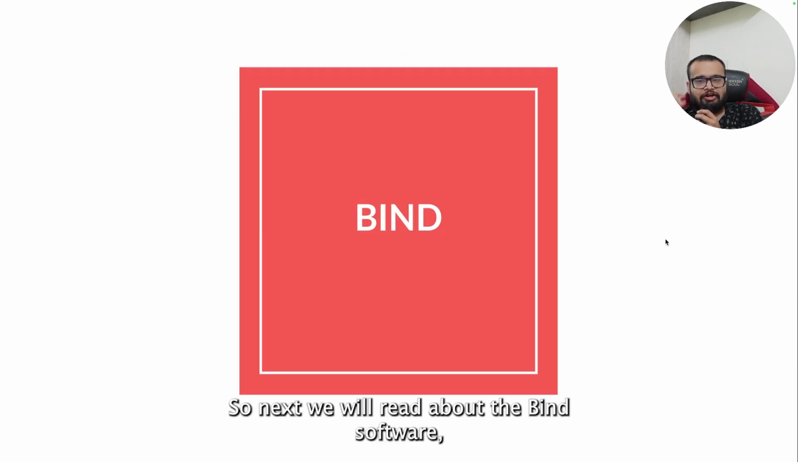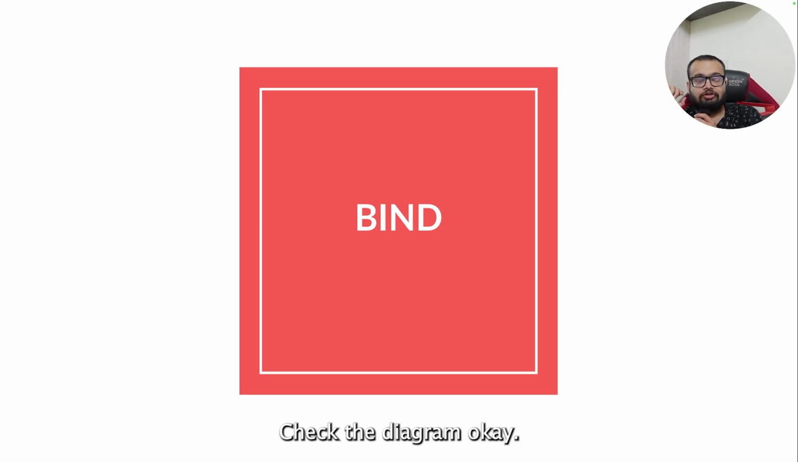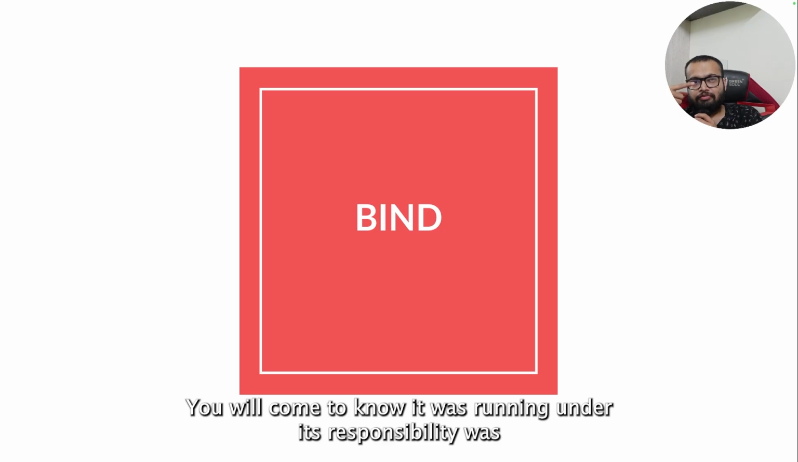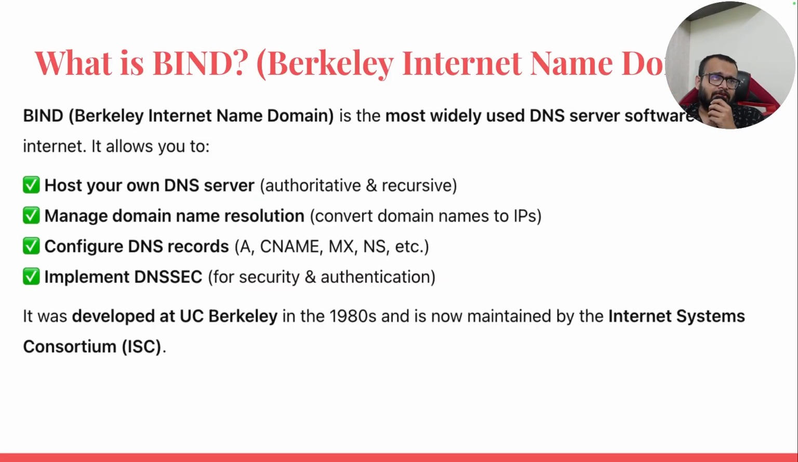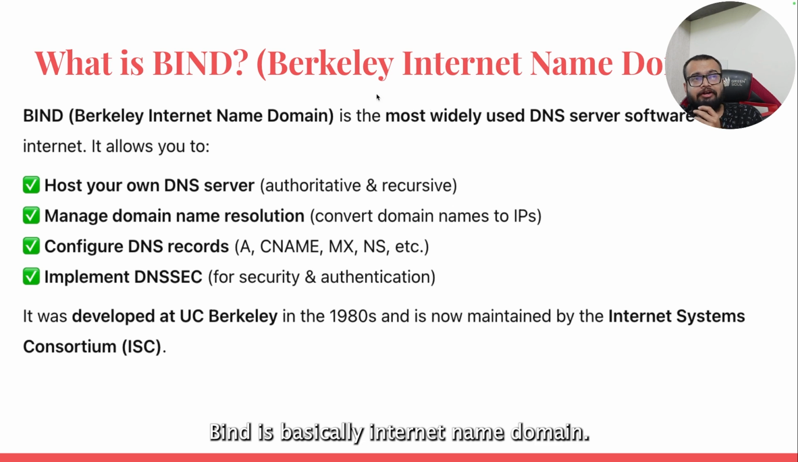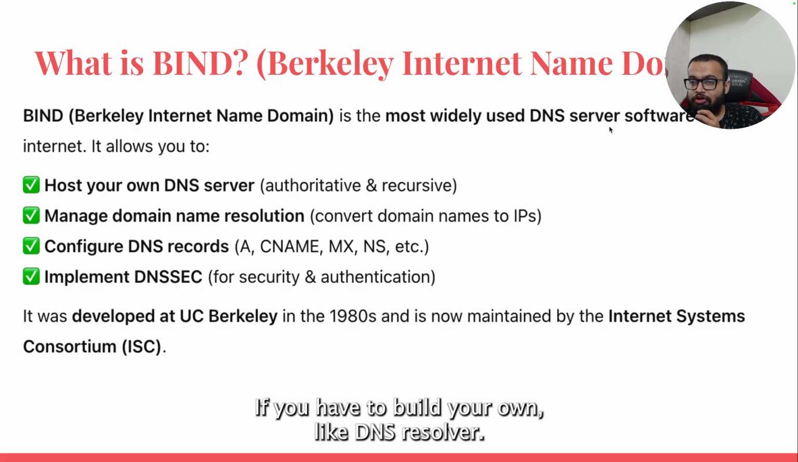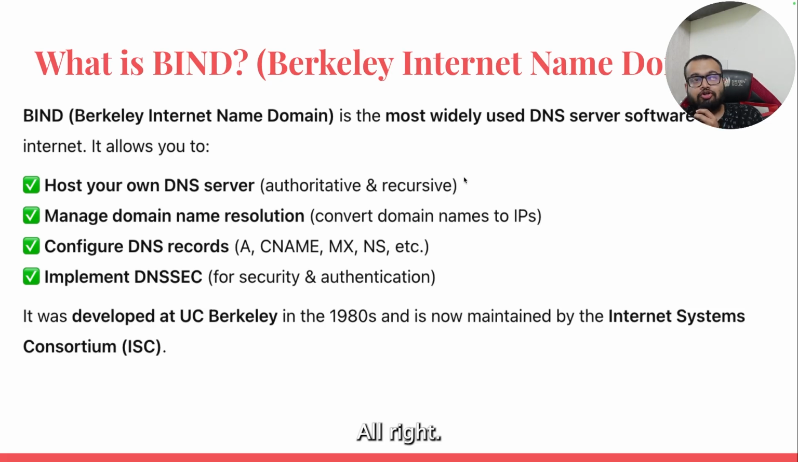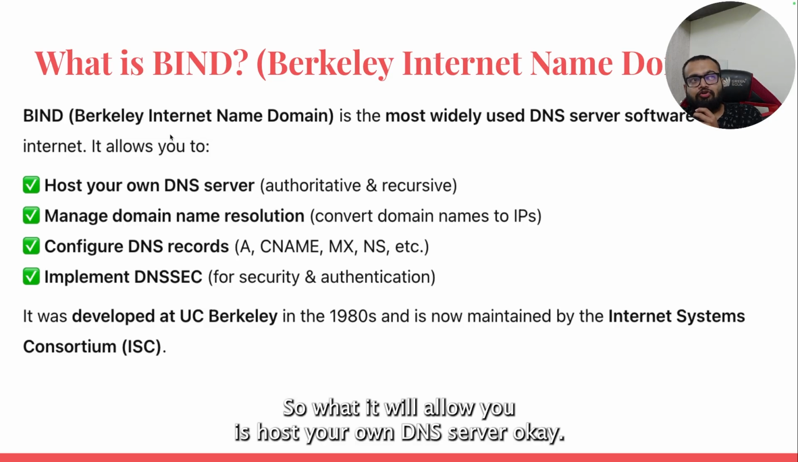Next we will read about the BIND software, which was running on the authoritative name server. Check the diagram. Its responsibility was to read the zone files. So what is BIND? BIND is Berkeley Internet Name Domain. It is the most widely used DNS server software. If you have to build your own DNS resolver, you might end up installing this BIND software. It allows you to host your own DNS server.